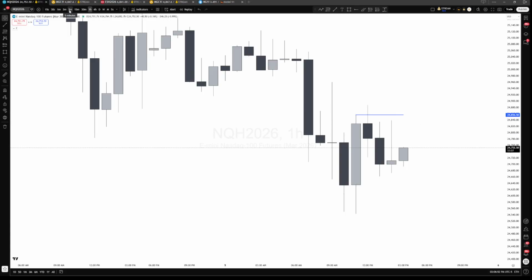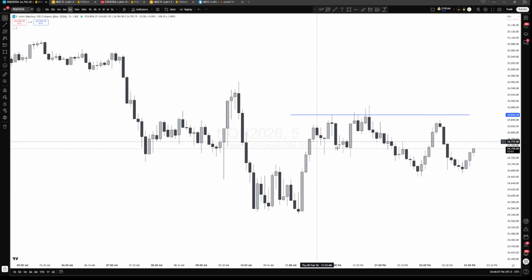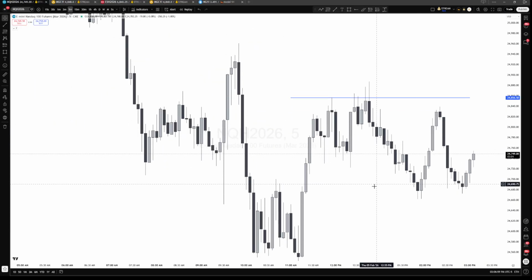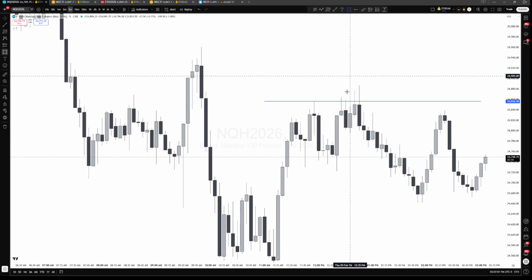All right. So once I see this candle close, I go to the 5-minute chart and I look for a 5-minute breaker. Here we have a 5-minute breaker.